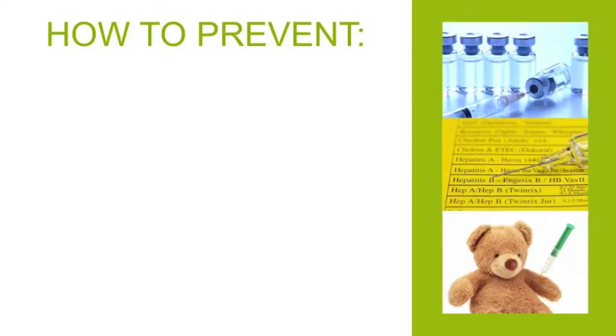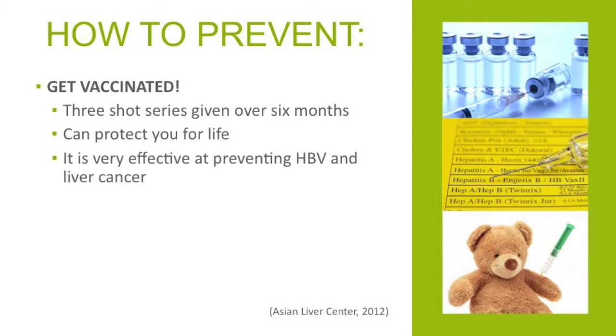Prevention is key for making San Francisco Hep B free. Therefore, it is very important to get vaccinated. Vaccination involves 3 shots given over 6 months. The vaccine can protect you for life.